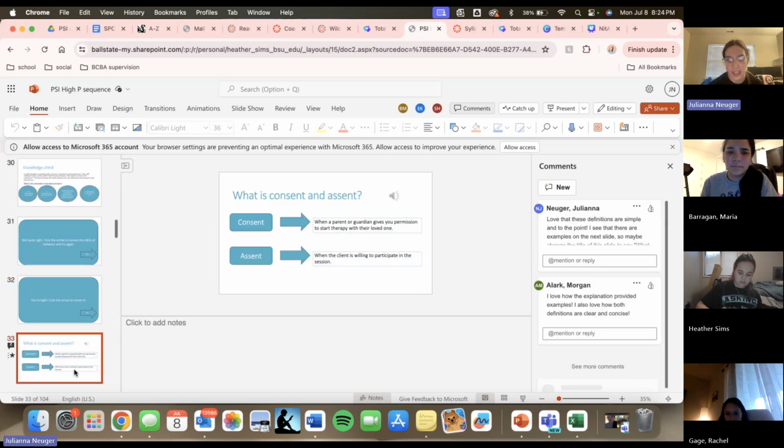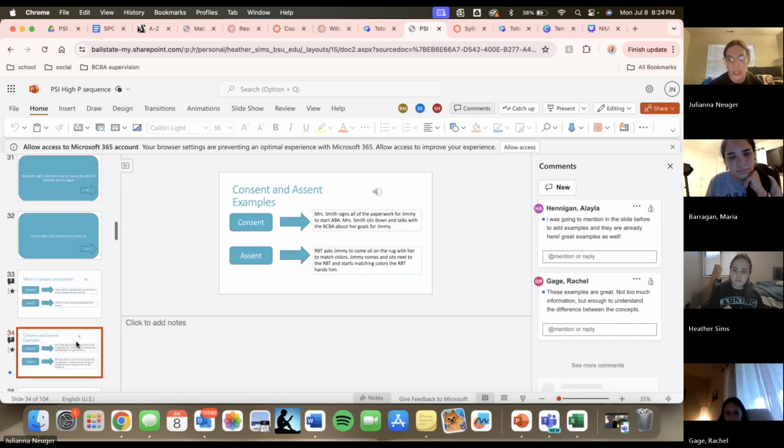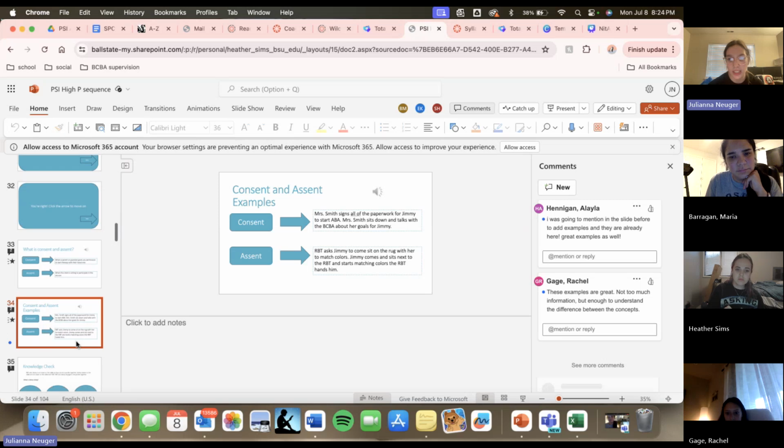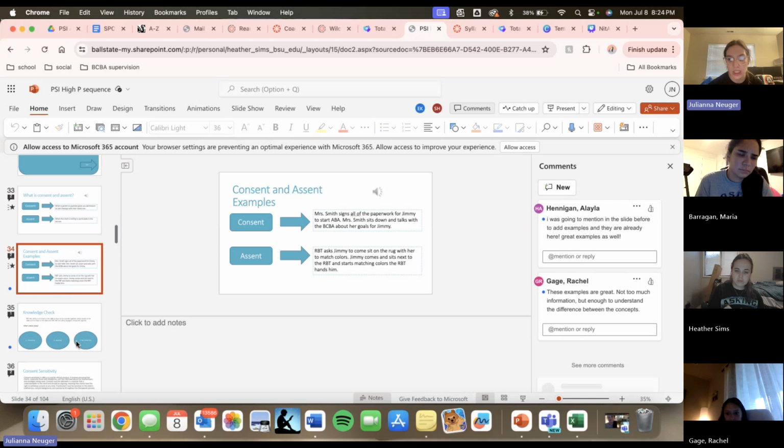And then this slide about consent and assent. Once again, we didn't really review the audio feedback just because their coach hasn't really responded to them yet. So we're not going to comment on that at this time, but otherwise their definitions for consent and assent look good and are pretty objective and easy to follow along. So nice job to that person. And then just adding in some examples. Looked good.